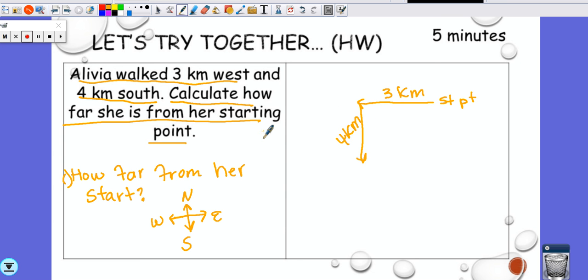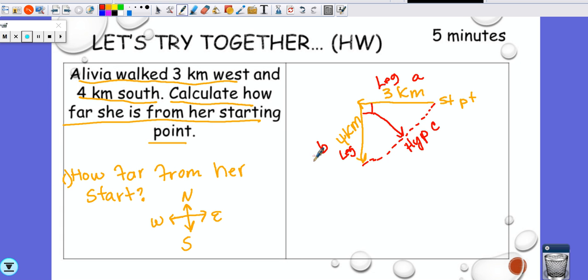So it says, calculate how far is she from her starting point. Well, if she's right here now, it wants to know how far she is from the starting point. So that would be the hypotenuse right here. This would be my right angle. That corner makes that right angle. So I'm going to call this my hypotenuse, and I'm going to call these a leg and a leg. And this is the C, and I'm going to call this A and this B. And remember, it doesn't matter which one you call A or B. Just make sure you get C right. So it's asking me to find C.